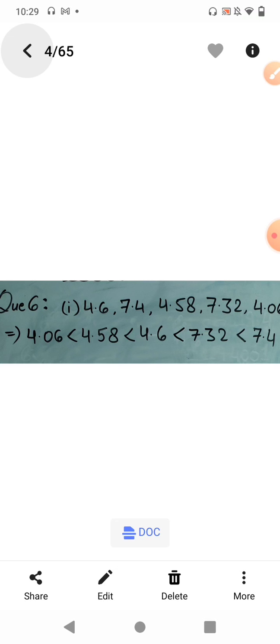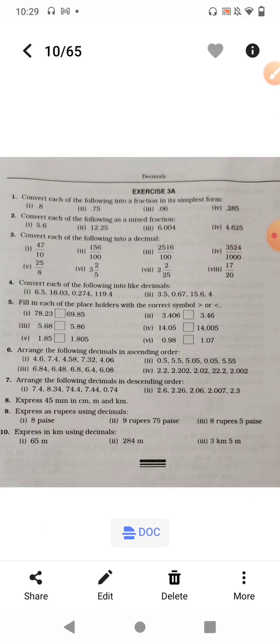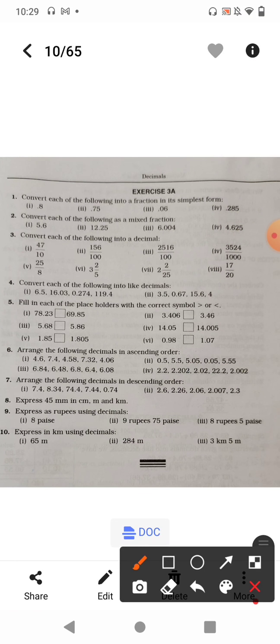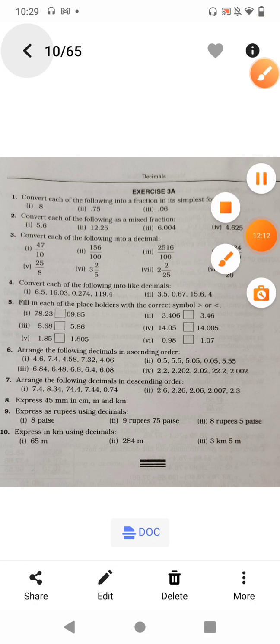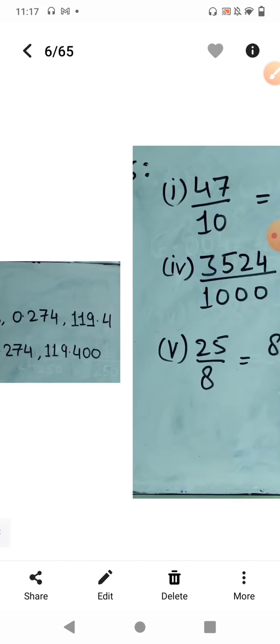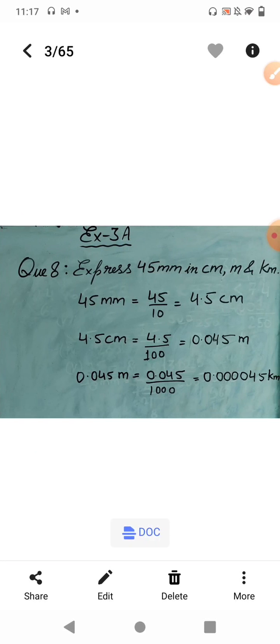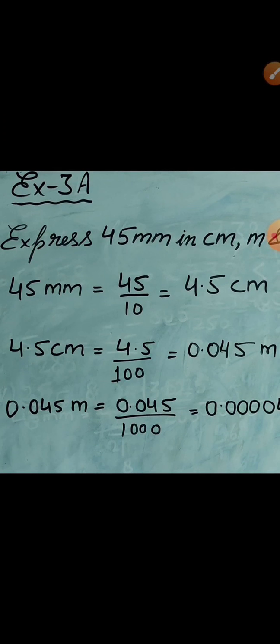Okay, now come to the next question. Question number 7, descending order, you will do by yourself. Question number 8, I am telling you. Question number 8: express 45 millimeter in centimeter, meter and kilometer. So let's do question number 8 here. We need to convert 45 millimeter into centimeter first.